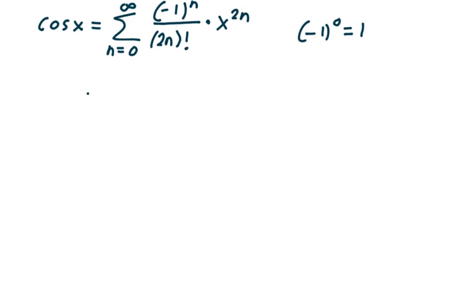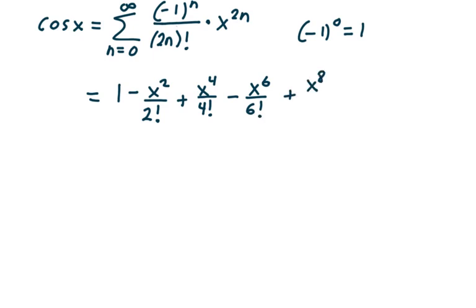And then if we write this out, we're going to get the following. We get 1 minus x squared over 2 factorial, plus x to the fourth over 4 factorial, minus x to the 6th over 6 factorial, plus x to the 8th over 8 factorial. And we can follow that pattern forever and a day. And that's the Maclaurin series for cosine x. And the radius of convergence here, I claim, is infinity. And that's how we do number 13.